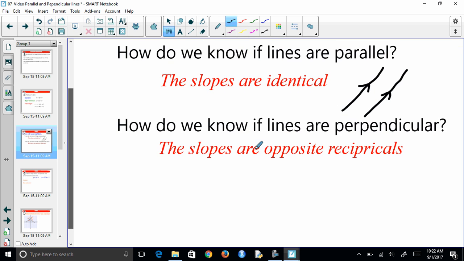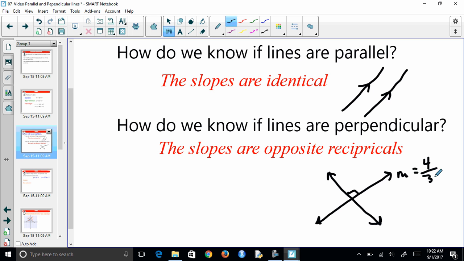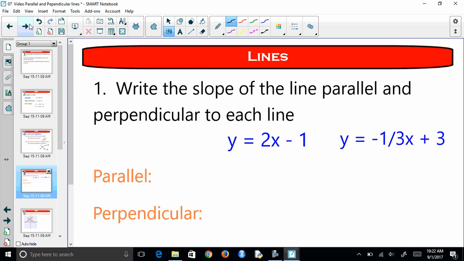Now, perpendicular lines have a different situation. If one slope is positive, the other one has to be negative. And there's a relationship. Say if this one has a slope that's 4 over 3, this one would have to be negative, but it's the reciprocal of this, which would be 3 over 4. So that's the relationship.